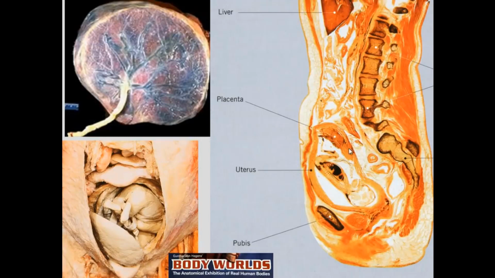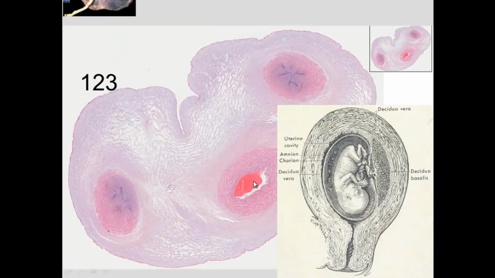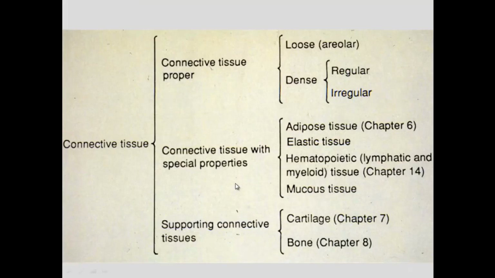Again, we can see the placenta right here, and there is a fetus. These are in the Body Worlds, wonderful samples. And then we see the umbilical cords. It's got two arteries and a vein that we can see in the umbilical cord.